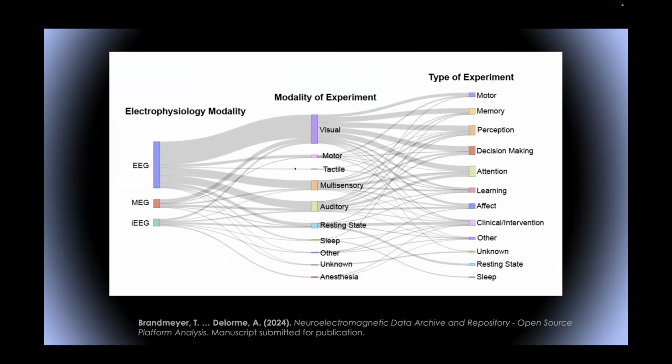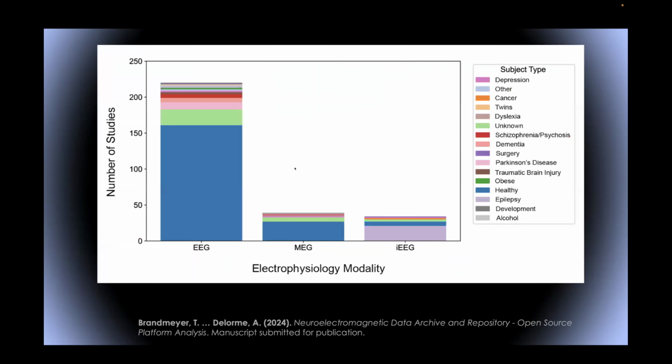The experiments, here there's different types of experiments. Visual, you see the majority are visual experiments. And what's also interesting is that we have very little clinical data. So there's lots of reasons for that.